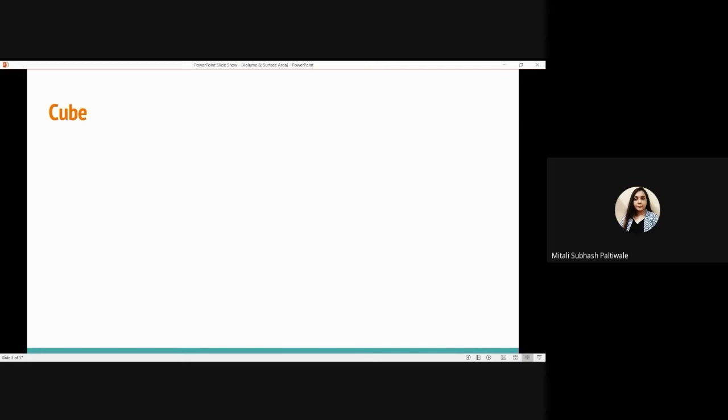Now, what exactly does a cube mean? A cube is a solid body which occupies some space, with equal length, equal breadth, and equal height. As I was telling you, all sides will be of equal length. Be it breadth, height, or length, everything will be equal in the case of a cube.